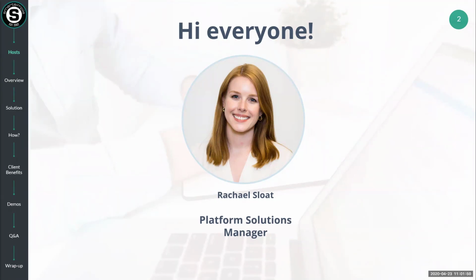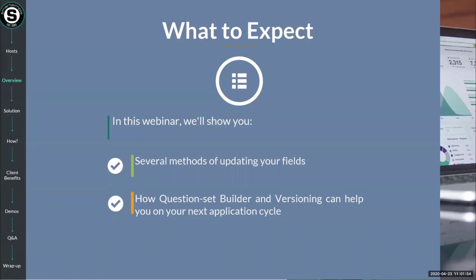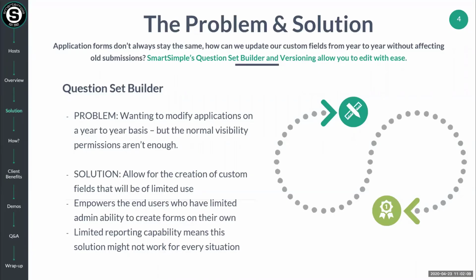And today what we're going to be doing is going over some of the ways that you can maintain and update your fields on an ongoing basis. So the situation that some of us are faced with is that application forms don't always stay the same. So how can we update and maintain these custom fields without impacting previous application cycles and without causing a number of other issues in the system?